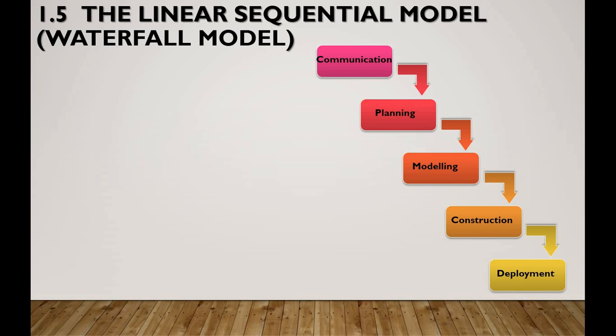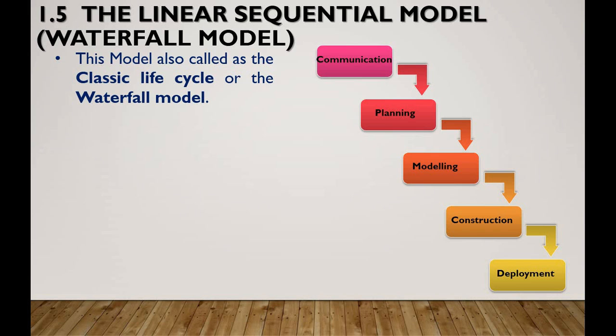Here you can see, after completing communication, we proceed further to planning. After completing the planning phase, we proceed to modeling. After completing modeling, we proceed to construction. After completing construction, we proceed to deployment. So one thing you have to keep in mind is that we can go further into the next phase only when our previous phase is completed. That is the limitation of the linear sequential model, or waterfall model.